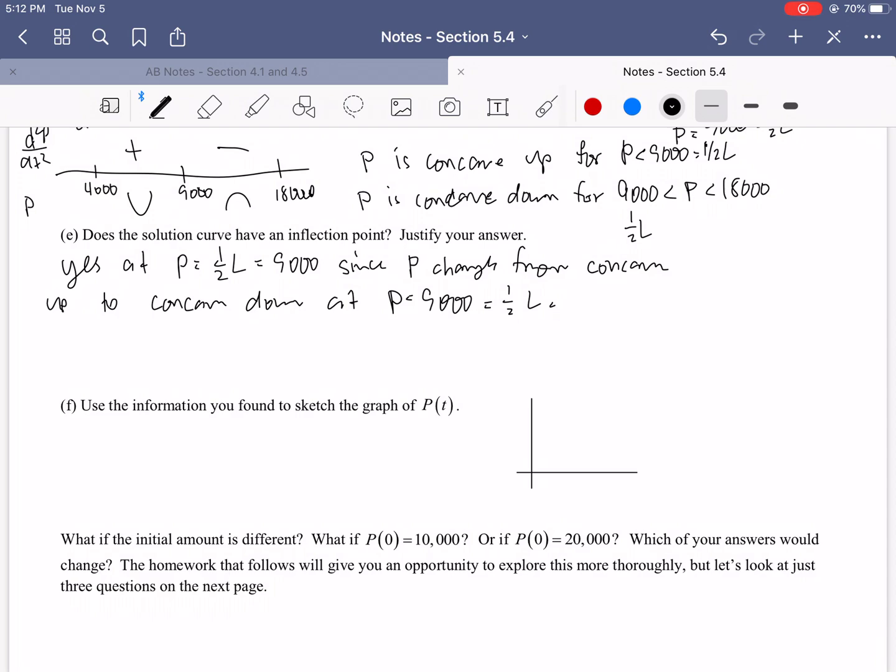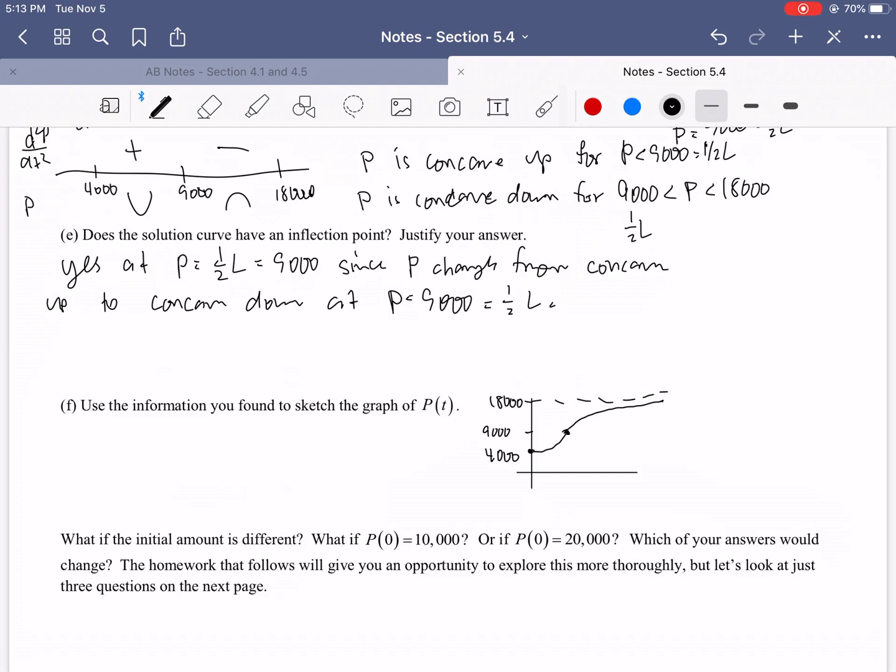So use the information you found to sketch the graph of P of t. The first thing that we know is that we have an initial population at 4,000. We have a carrying capacity at 18,000, so we'll draw a little horizontal asymptote there, and then halfway towards that carrying capacity, we're going to have a point of inflection. The graph will always be increasing, but it will start off concave up, and then once it gets to that population of 9,000, halfway to the carrying capacity, we will change to be concave down.